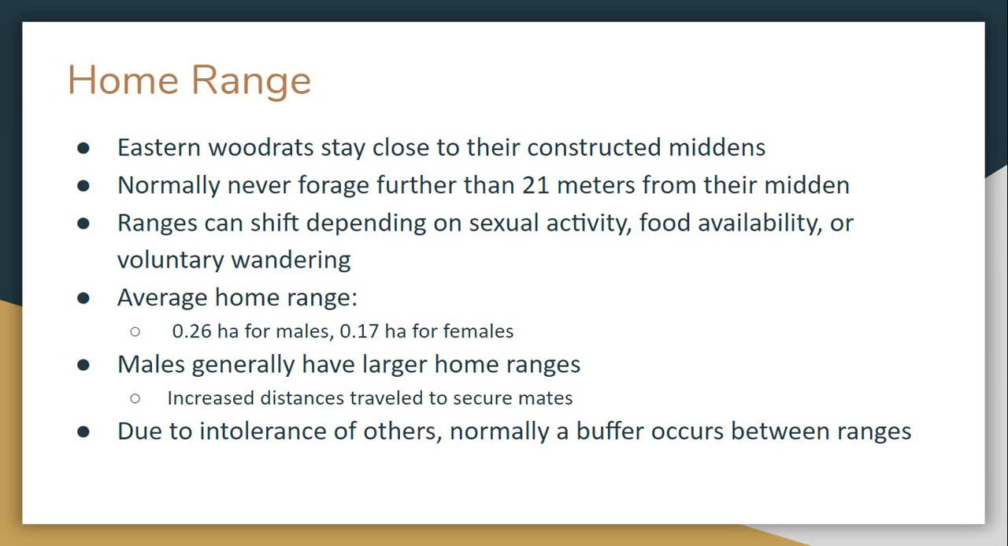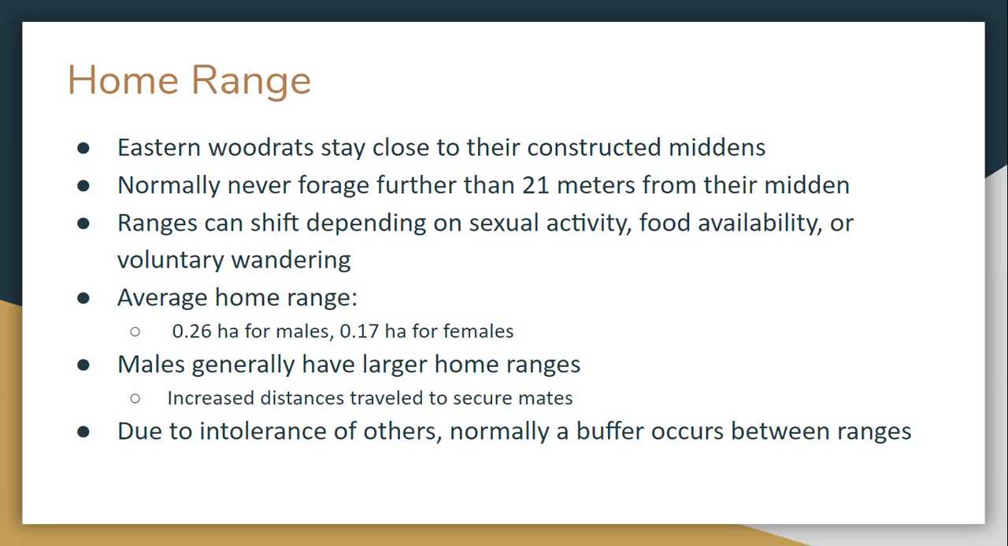Their home range. Eastern wood rats stay close to their constructed middens for safety. They normally never forage further than 21 meters from their midden. Ranges can shift depending on sexual activity, food availability, or voluntary wandering. The average home range is about 0.26 hectares for males and 0.17 hectares for females.